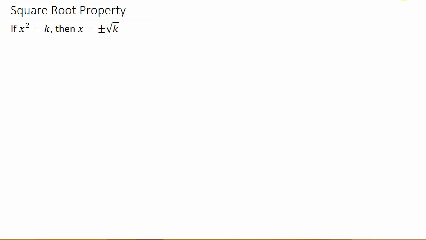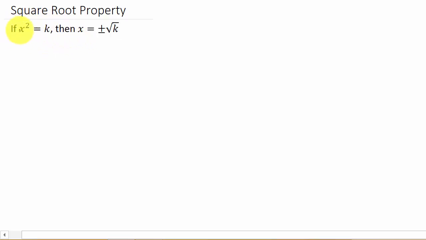Alright, so in this video we're going to look at the square root property for a quadratic equation. In order to use the square root property, we have to be able to get the quadratic into this form here. So if we have x squared equals some number, and it doesn't necessarily have to be just x squared, it can be something squared equals a number, and you'll see in one of the examples what I'm talking about.